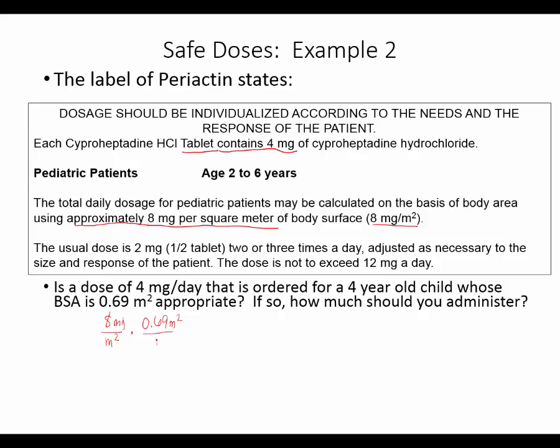And I set that up so that the meters squared cancels. Go to my calculator and do the math, and I come up with 5.52, and that is milligrams. So this is the amount that should be given. This right here, the 4 milligrams per day, is what's actually ordered, and it is significantly lower than the 5.52. So looking at the question, is the ordered dose appropriate? The answer is no, and the order is too low.